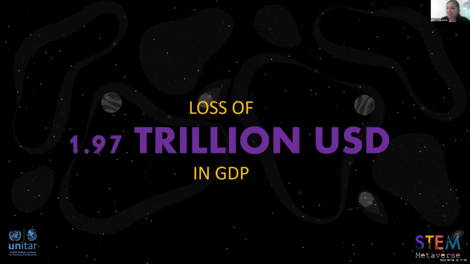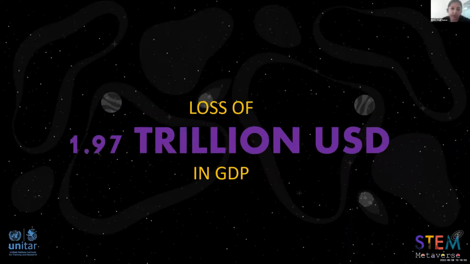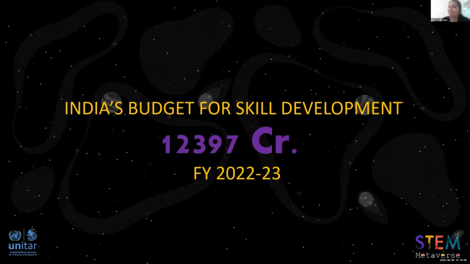So, to explain the magnitude of the problem we are likely to face, it's literally going to cause us a loss of $2 trillion in GDP by 2030. And these are India-centric figures. So it's a big problem. But we have good news as well. The good news is that India's budget for skill development just for the year 22-23 is roughly 12,000 crores. Now, this figure is in crores, and the earlier figure that I shared was in millions and trillions, and you need to sort of problem solve.